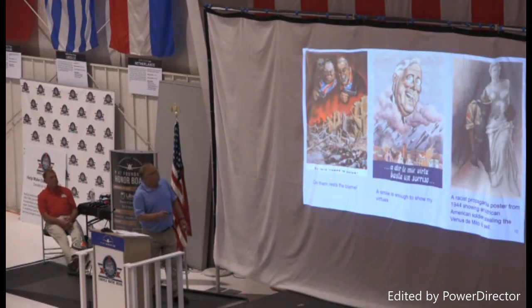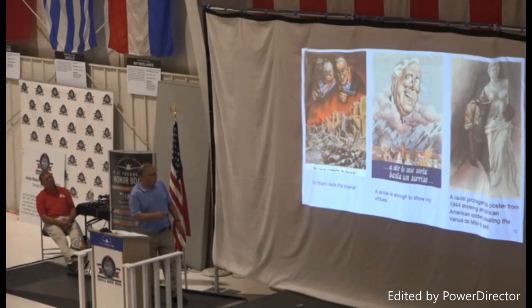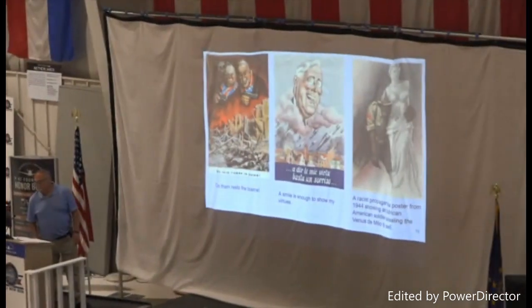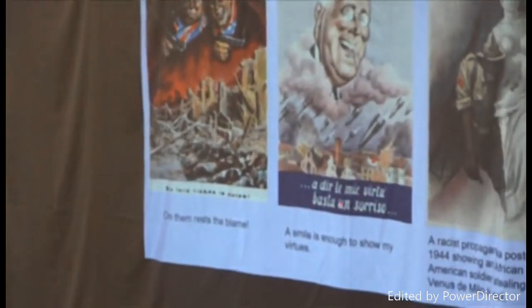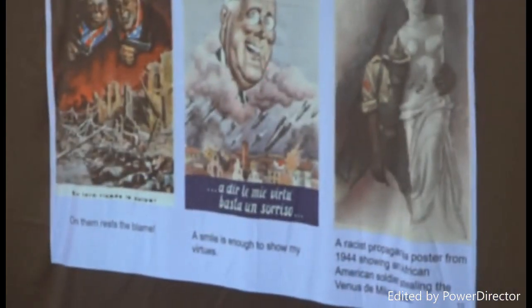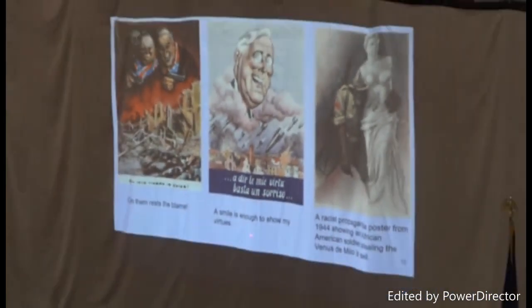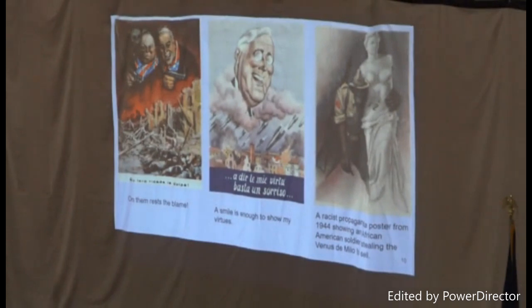These are posters. This one shows Churchill and Roosevelt, and it says the blame's on them. Here's Roosevelt with bombs raining down on an Italian city, and it shows Roosevelt laughing, talking about his virtues. And over here is a racist propaganda poster from Italy, showing an African American soldier stealing the Venus de Milo.